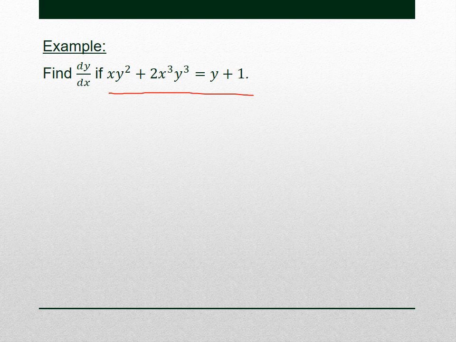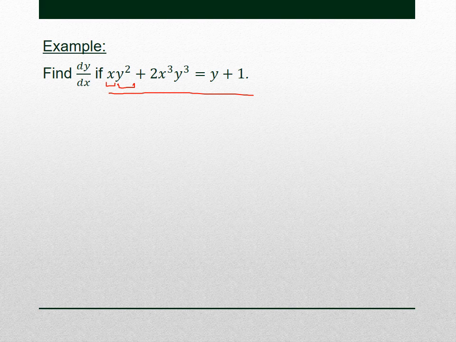Okay, so we've got x times y squared. So how do we take the derivative of that? We have to treat x as a variable and y as a function of x. And so that means we have to use a product rule where the first guy is just an x and the second guy is a y squared.